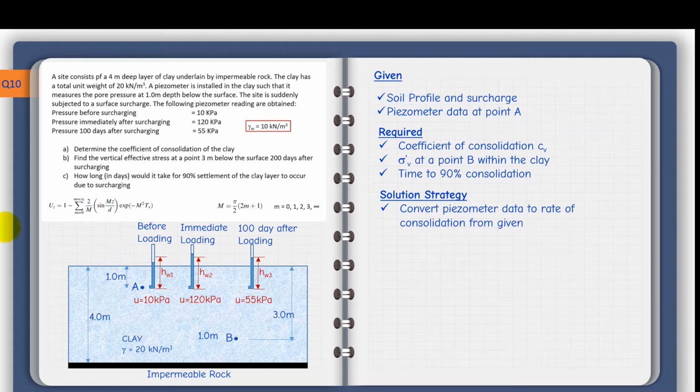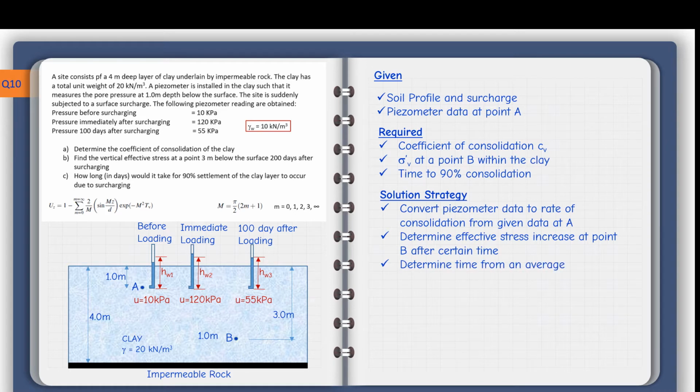Solution strategy: we need to convert the piezometer data to rate of consolidation from these data given at point A, and then using the consolidation parameters that we will be able to get from this step, work out the stress increase at point B due to the consolidation. And finally, we need to determine the time from the average degree of consolidation formula for the whole thickness of the clay.